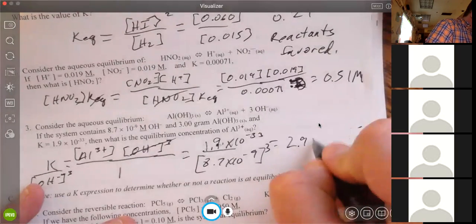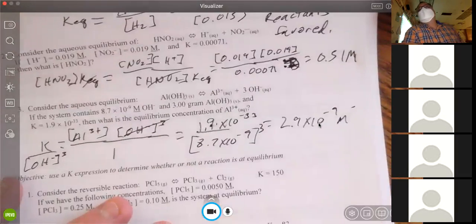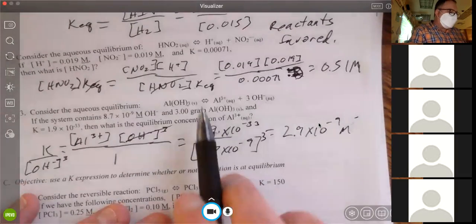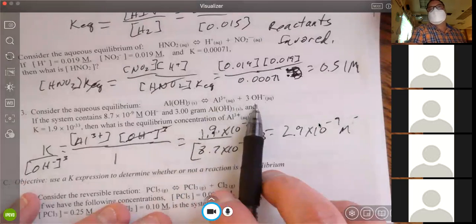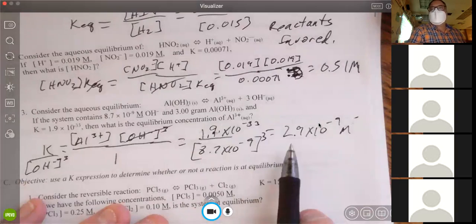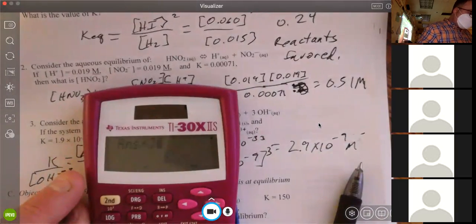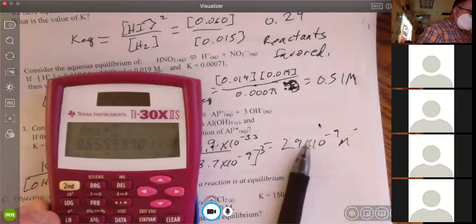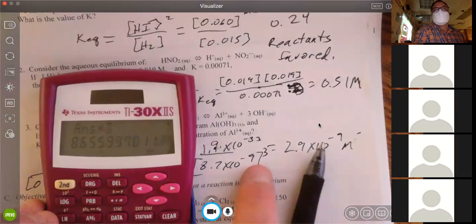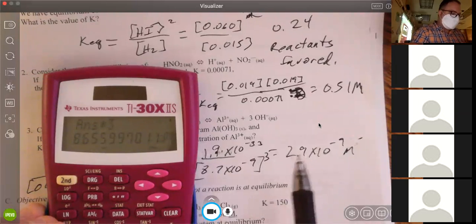2.9, is that what you got? 2.9 times 10 to the negative 9th molarity? Yep, thank you, actually. So if for every 1 mole per liter of this, we get 3 moles per liter of this, then if we multiply 2.9 times 3, we should get 8.7 times 10 to the negative 9th, right? Because the concentration of this should be 3 times as much as this.